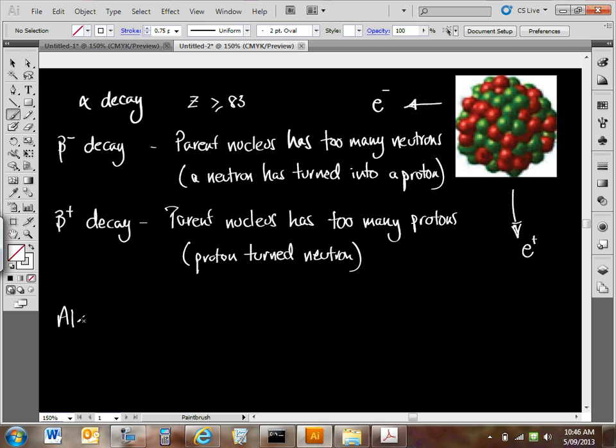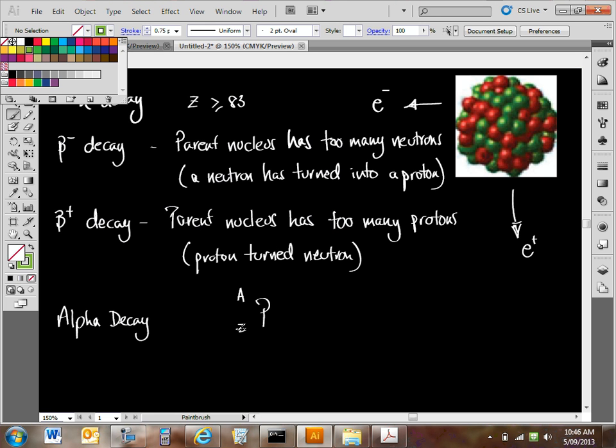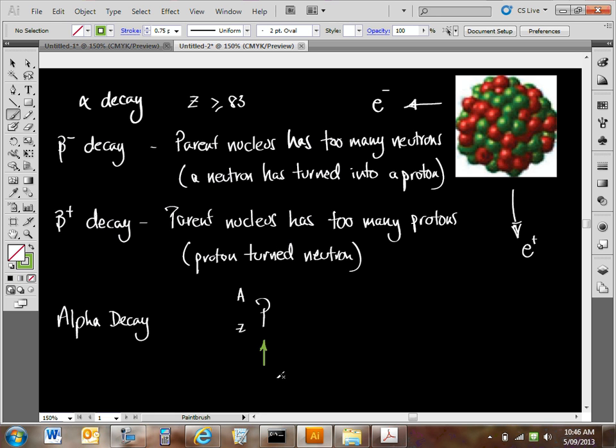Here's an example of an equation, alpha decay. Now, have I talked about parent and daughter nuclei? Here it is. Parent, A, Z. You guys understand this notation at least? P denotes parent nucleus. Z, of course, is the atomic number. A is the mass number.